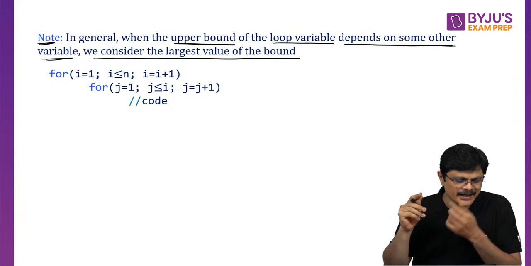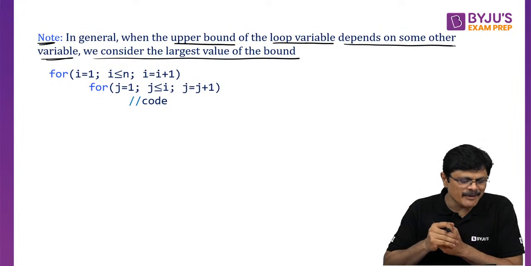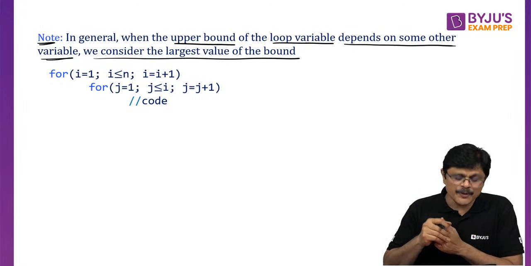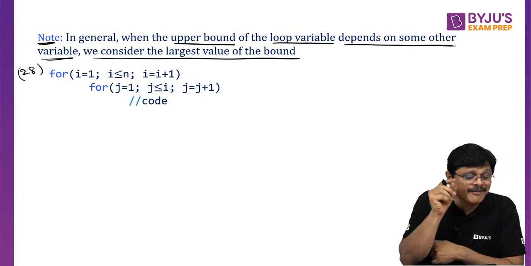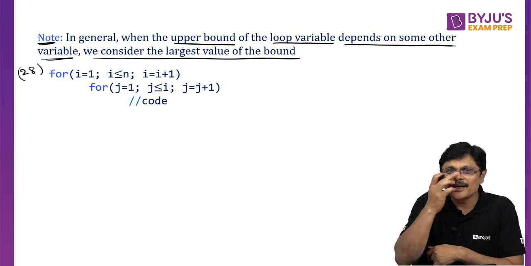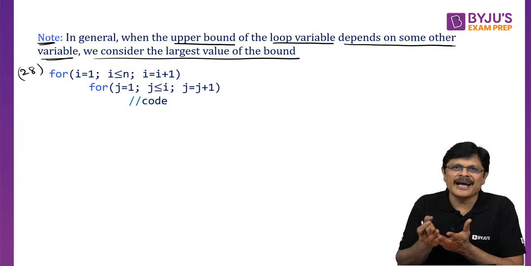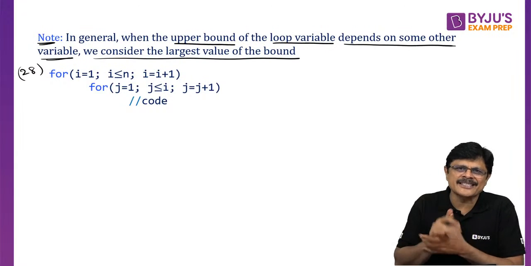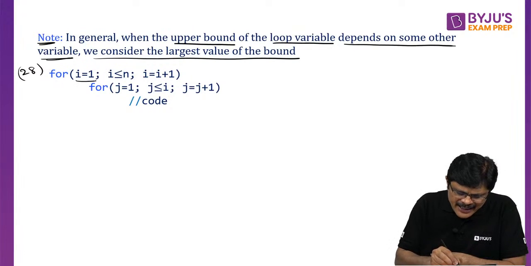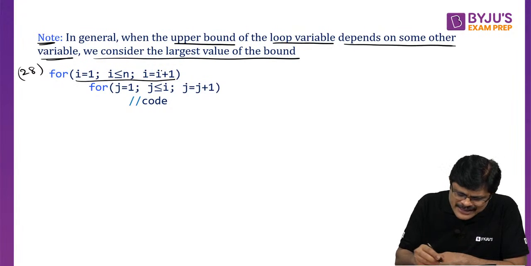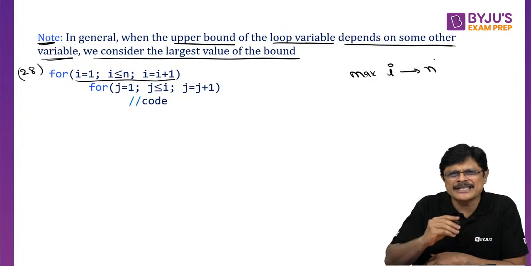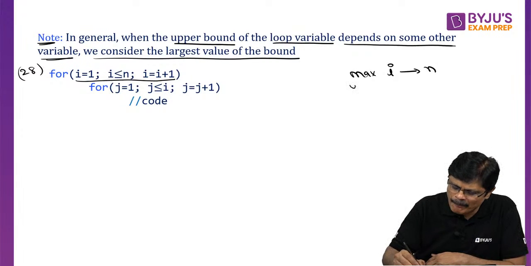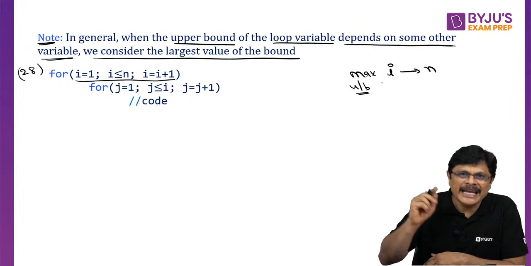That's what I am saying, my dear friends. It's a simple rule, a logical idea. We can take it as a trick. See, here the outer variable is I, and what is the upper bound, the maximum value of I? Upper bound of I is N.